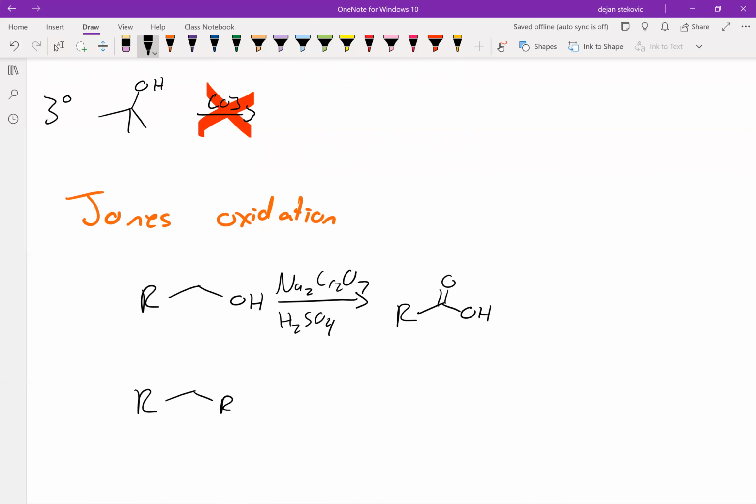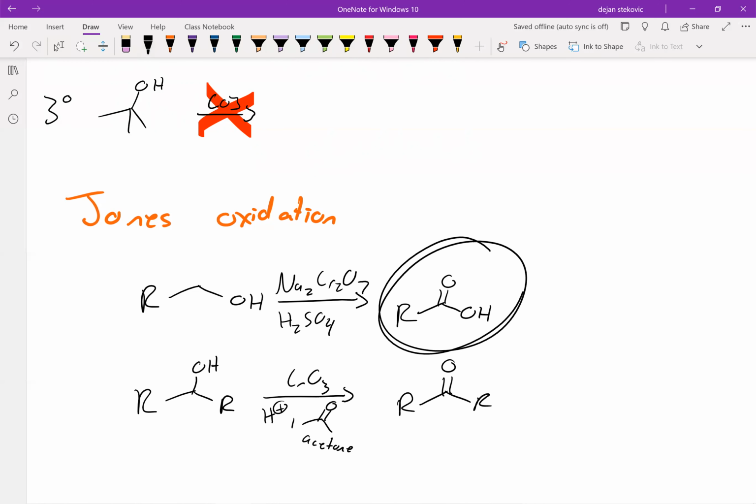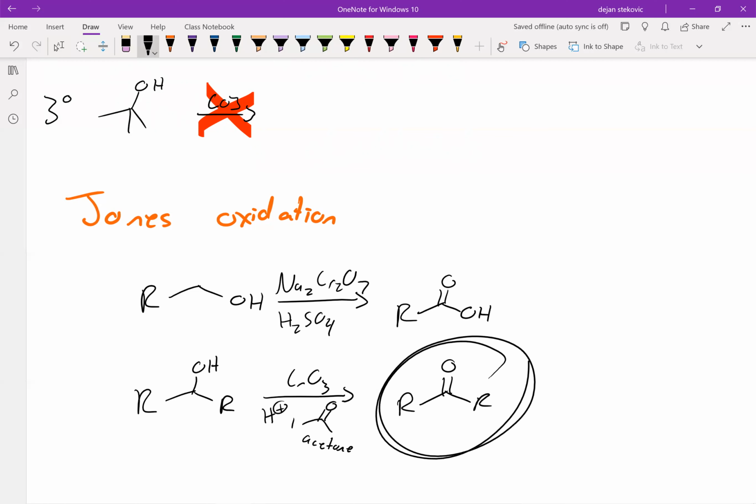Or the other reagent that you'll commonly see used is CrO3 in acidic conditions with some acetone as the solvent, either written out as the structure of acetone or the word acetone. Either way, this will also oxidize. It's the same reaction. If you have a primary alcohol, you go all the way to a carboxylic acid. If you have a secondary alcohol, you'll stop at the ketone. If you have a tertiary alcohol, this isn't going to work at all.